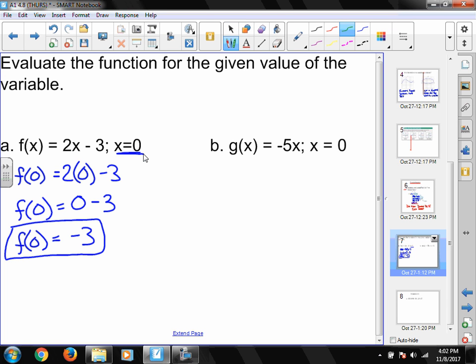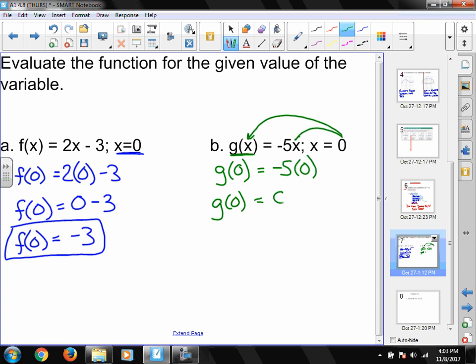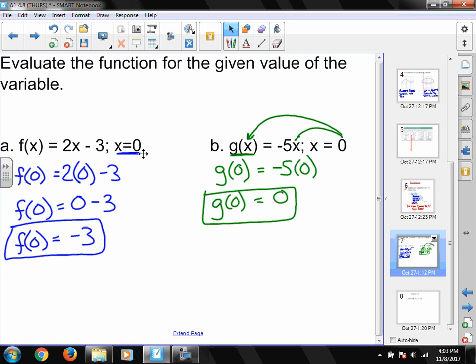Okay? We've got a different function here. g of x is going to be negative 5 times x. This one here, you're going to plug in 0 here. You're plugging in 0 here. You're going to get g evaluated at 0 is going to be negative 5 times 0, or g, the value of g at 0 is going to be 0. Again, stop right there, keep it right where it is, and we will be a-okay.